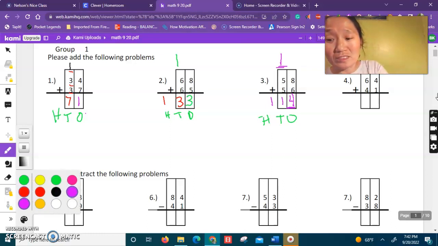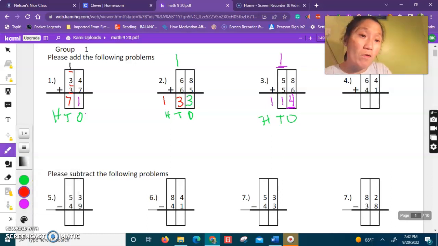This one should be pretty straightforward. 4 plus 1 is 5. 6 plus 4 is 10. Carry the 10.